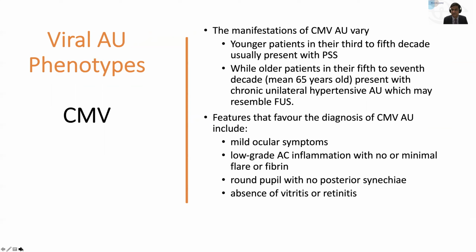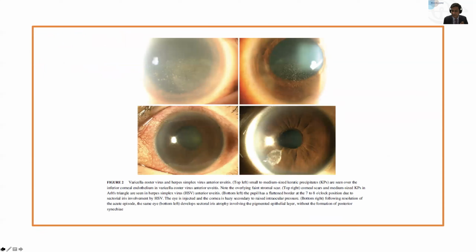Speaking in terms of CMV, which we see quite a lot in this part of the world, these are the younger patients in their third or fourth or fifth decade, who present with high IOP with mild to moderate inflammation, but sometimes they can be a little bit elderly gentlemen who present to the clinic. They present with very mild ocular symptoms with low-grade inflammation and a round pupil.